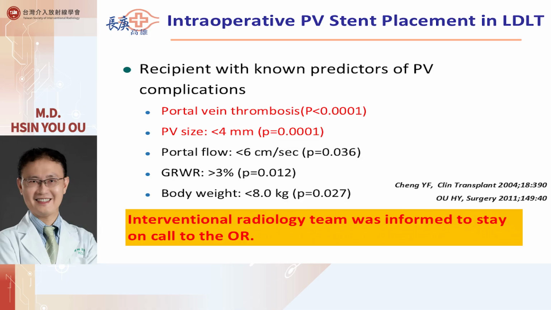The second one is a small baby with a small portal vein and a large GRWR, where the baby is too small and the graft is too large, or the baby is less than 8 kilograms. There will be a high risk after the portal vein anastomosis: the portal vein will be kinked with poor angulation and induce portal vein thrombosis. In this case, we will stay on call in the OR to place the portal vein stent.